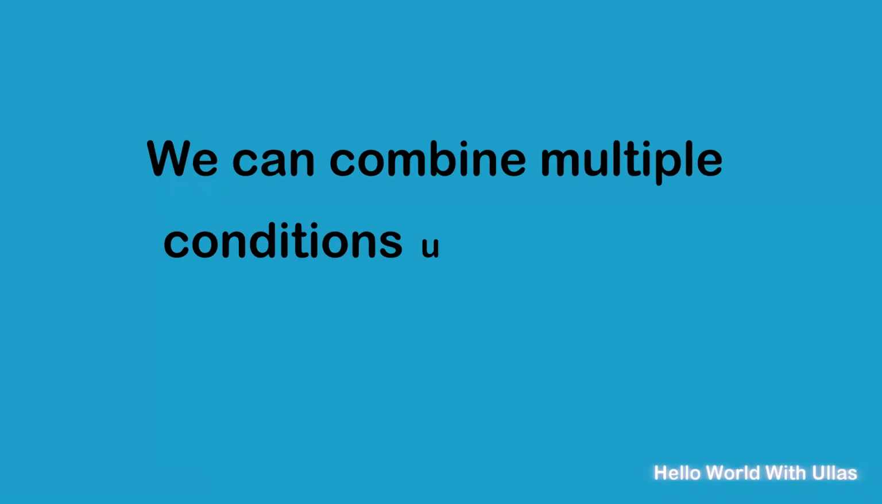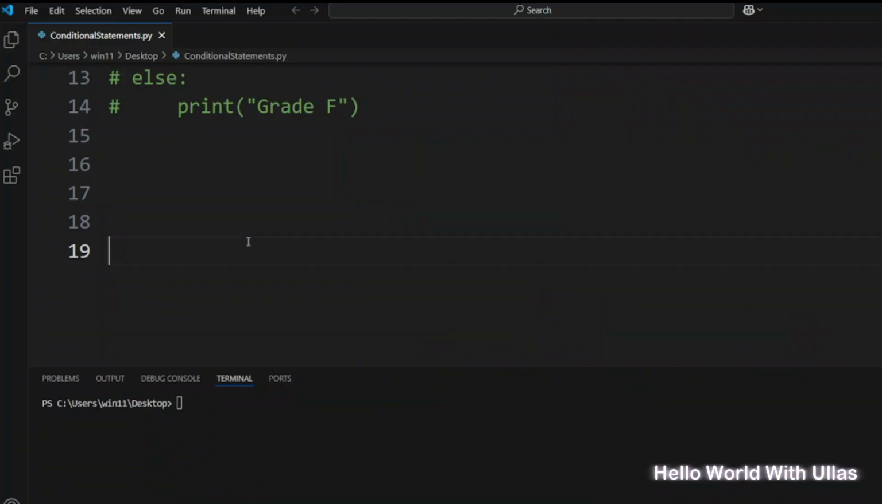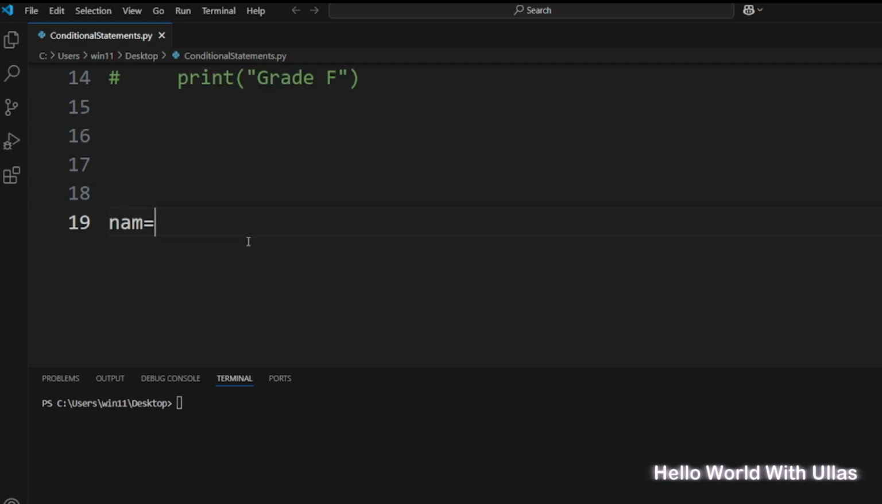We can combine multiple conditions using logical operators like AND, OR and NOT. We'll see by an example. Let's say if we want to check if a number is in certain range. So we'll take a variable number which I will typecast into int and take input, enter a number.